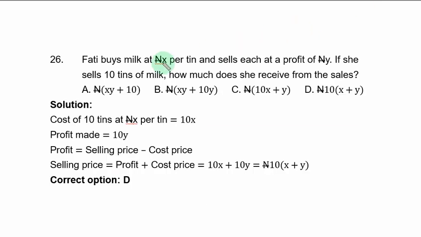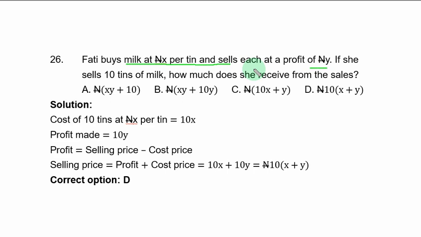Question 26. Fatty buys milk at S naira per tin and sells each at a profit of Y naira. If she sells 10 tins of milk, how much does she receive from the sales? How much here is the selling price? We are interested in the selling price.